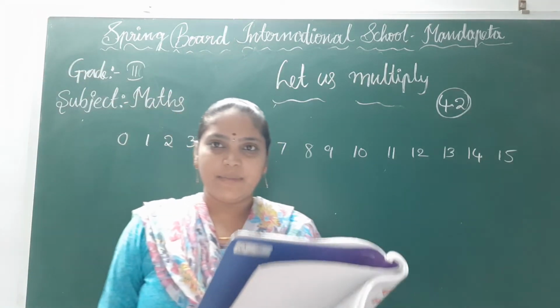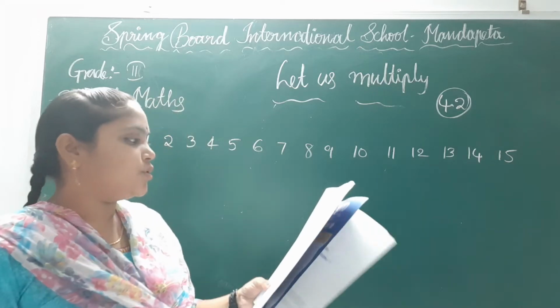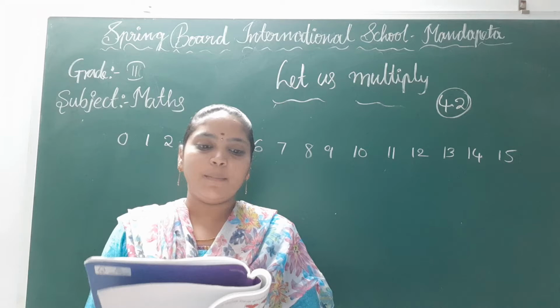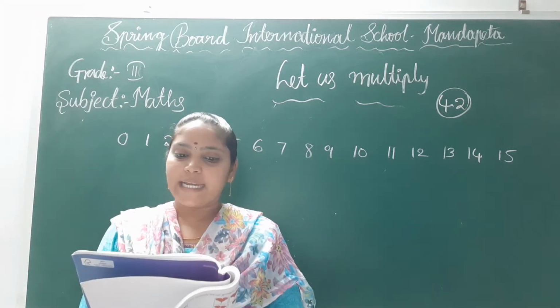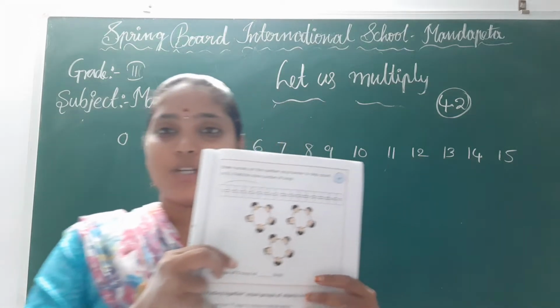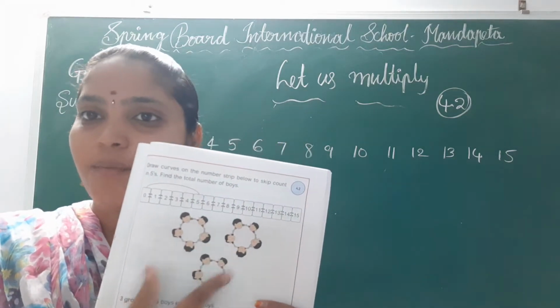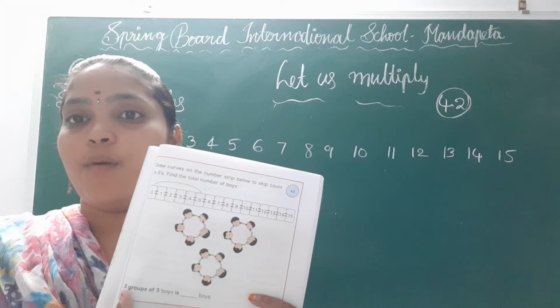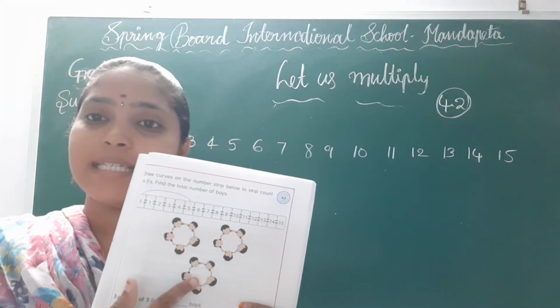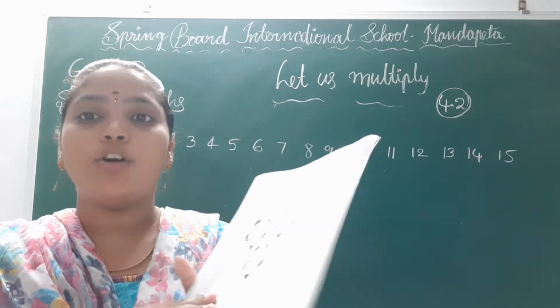Next, open page number 71, question 4.2. Draw curves on the number strip below to skip count in 5s. Find the total number of boys. Okay, here once you have to observe, children, total how many groups of boys here? 3 groups of boys and each group has the same number of boys. Yes, each group has 5 boys, and how many groups? 3.